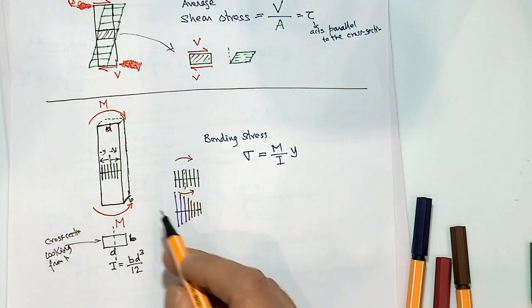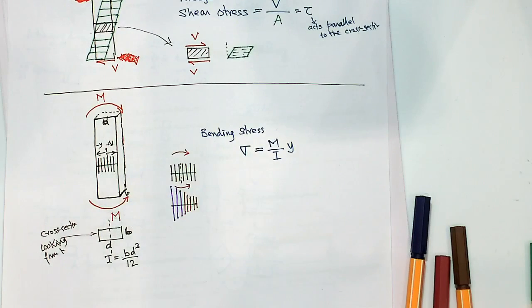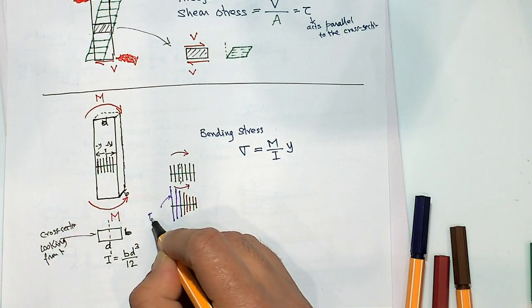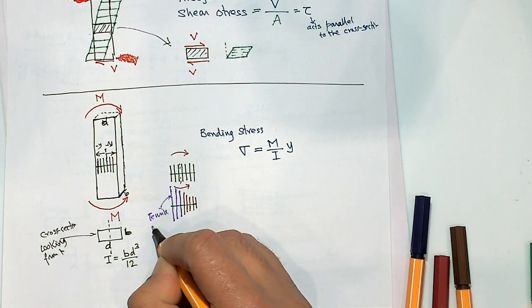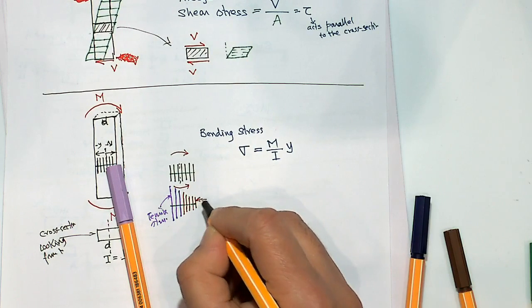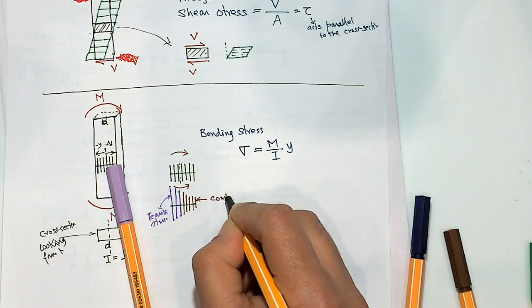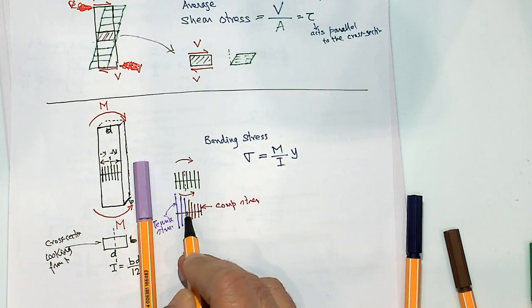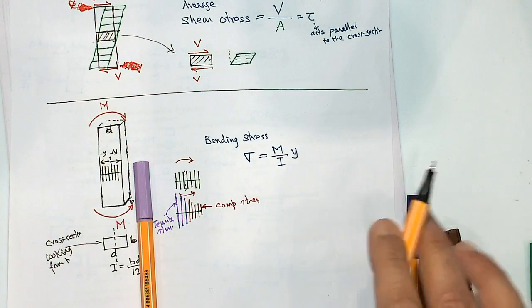So the fiber at this end will elongate, so you will have tensile stress in this side, and fiber on this side will reduce, so you will have compressive stress in this side. And the maximum is from the farthest distance that you go.